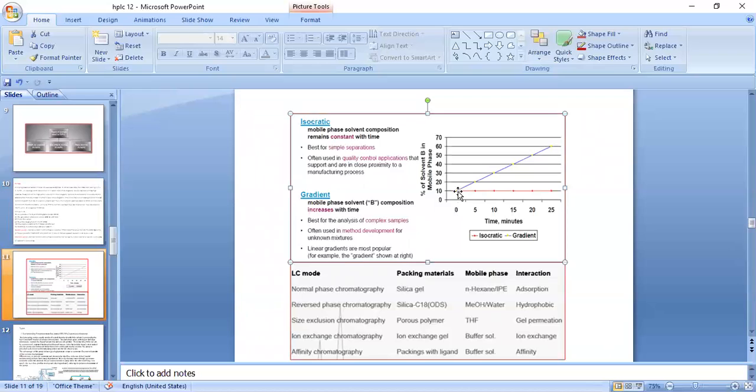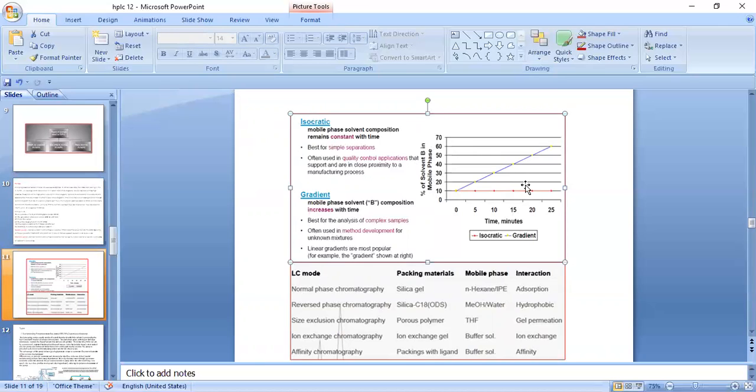But in gradient, you can see that after 5 minutes, it is 20% of B. After 10 minutes, it is 30% of B. After 15 minutes, it is 40%. After 20 minutes, it is 50%. And after 25 minutes, it is 60%. So there is variation in the concentration of B in gradient, but there is no variation of B in isocratic.